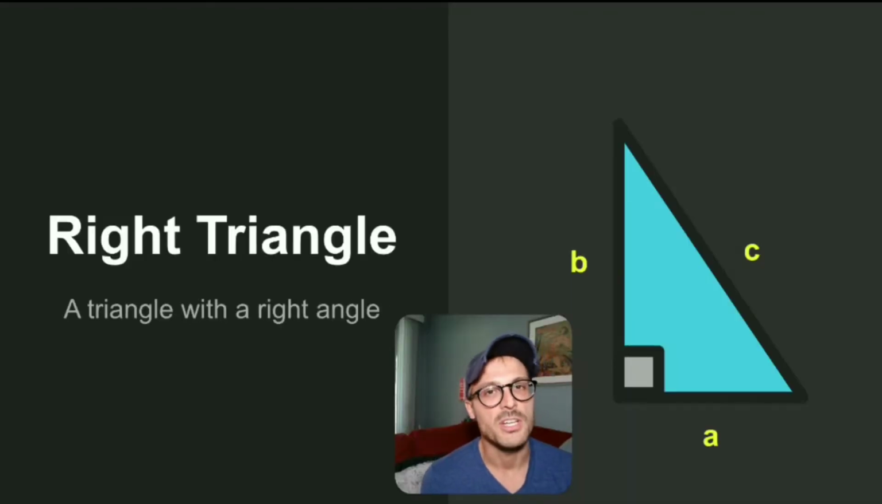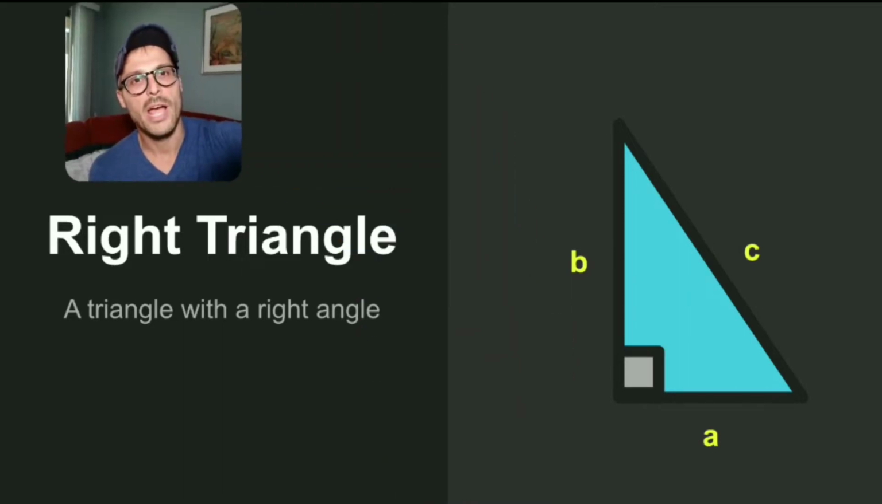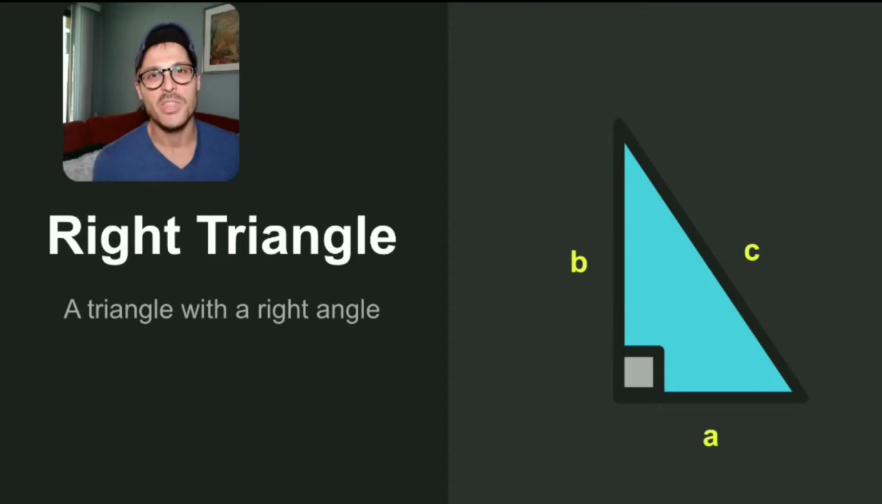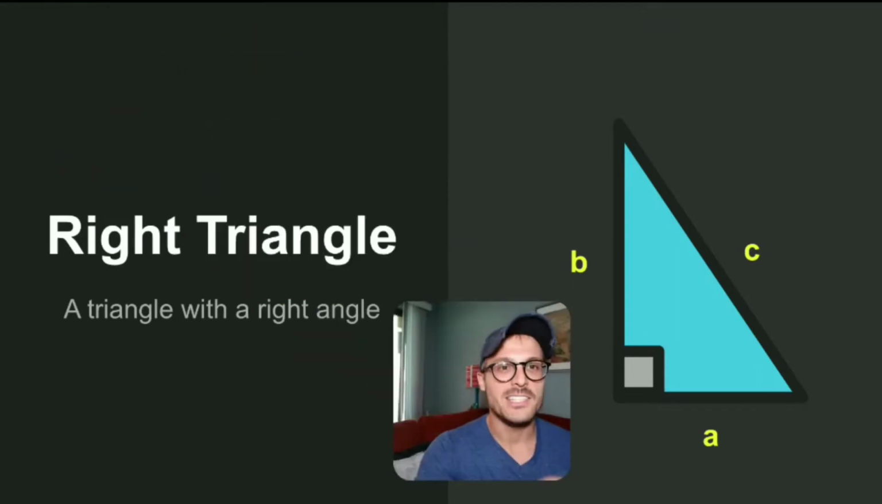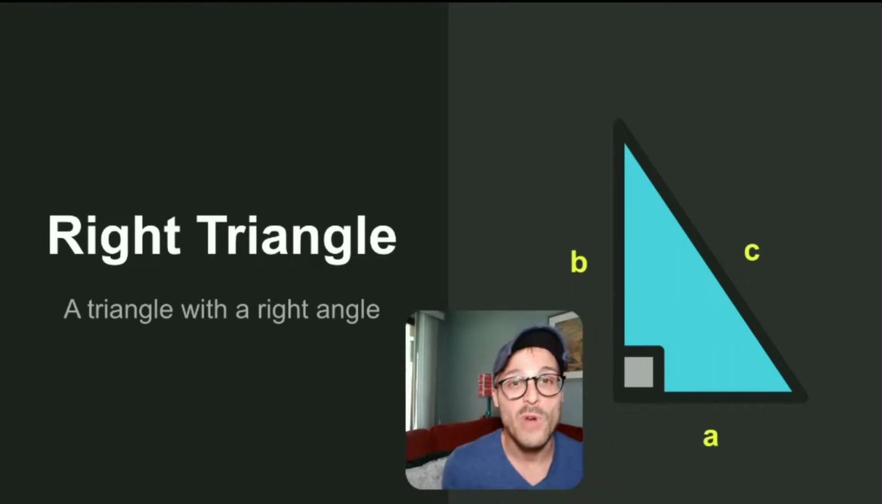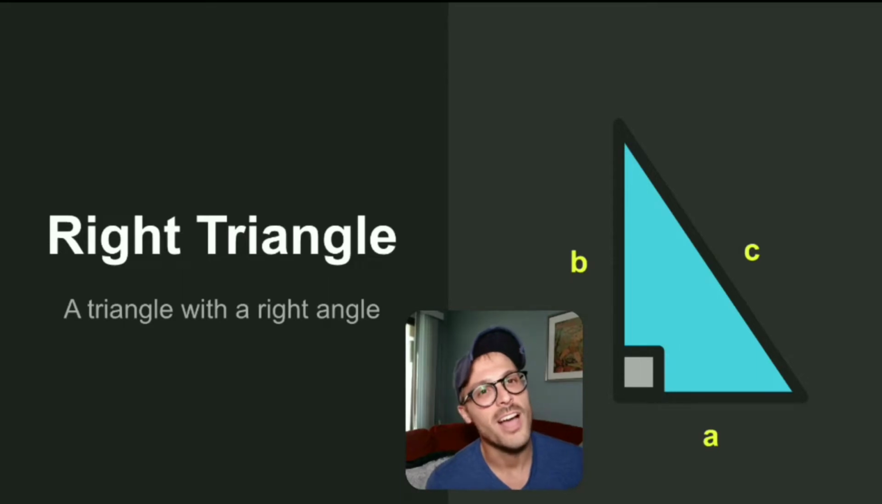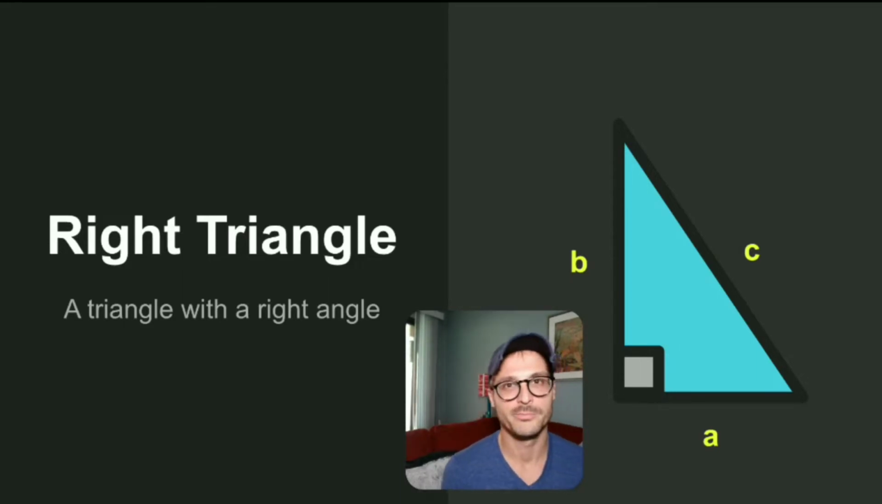The first thing we have to understand is, how do we define a right triangle? Well, the word right is right in the word. Okay, I'll stop. It is a triangle with a right angle. If the triangle does not have a right angle, then it is not a right triangle.